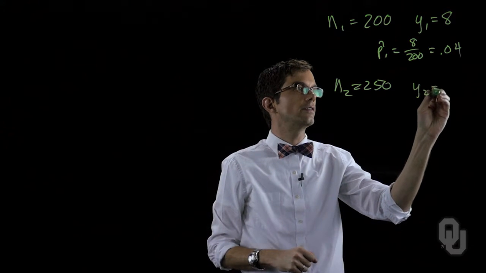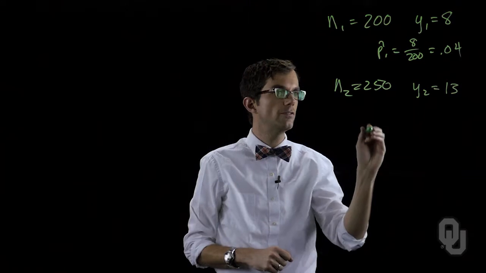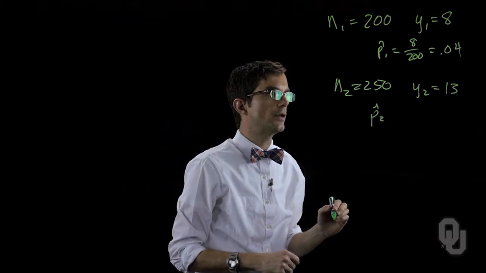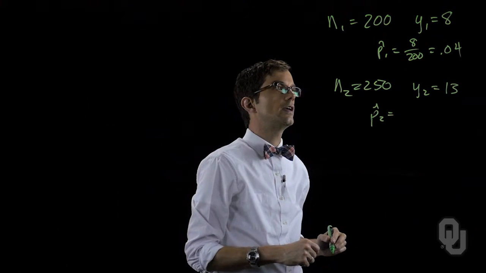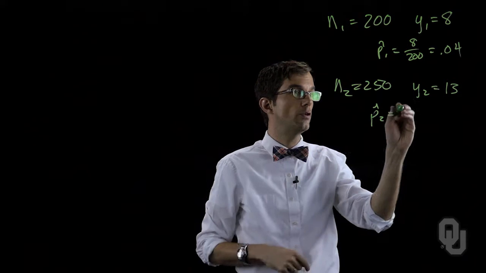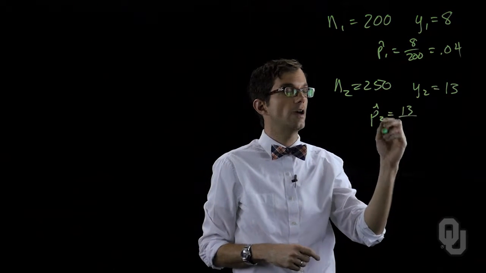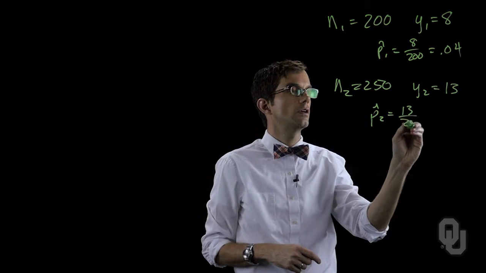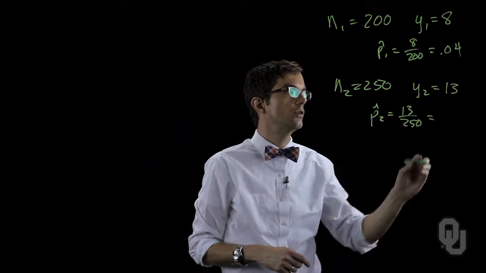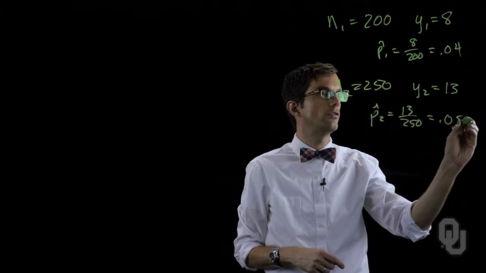From Supplier 2, we collect 250 chips. We see that of those, 13 are defective. Therefore, our point estimate for the proportion of defective chips from Supplier 2 is 0.052.